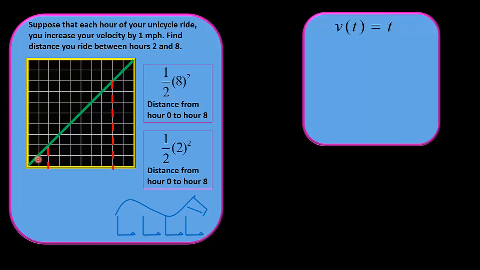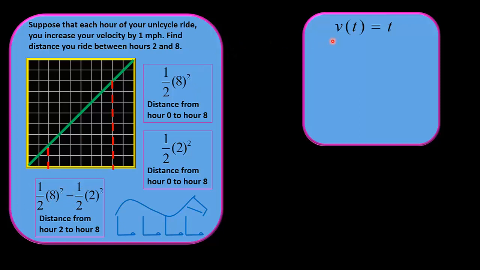Well, that would be 1/2 2 squared. Now if you want just the area here, you would just take the big triangle minus the little triangle, right? See that? The big triangle minus the little triangle.